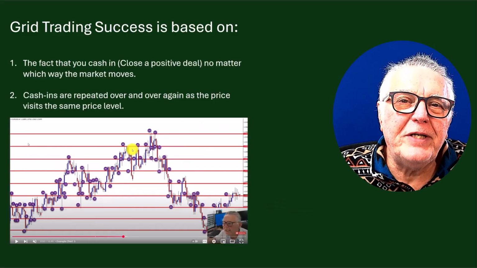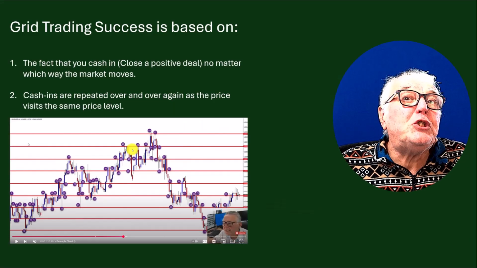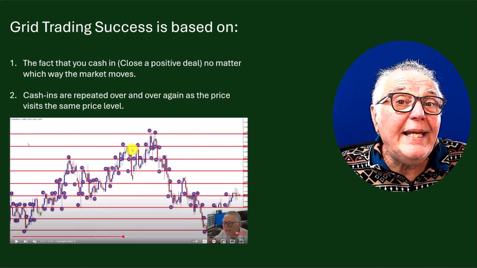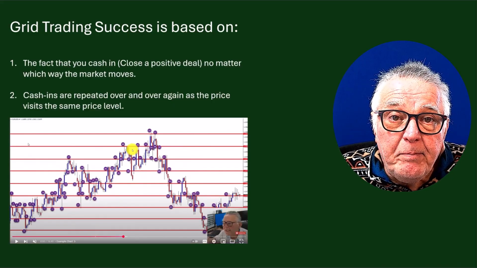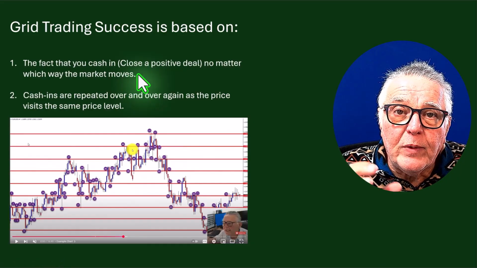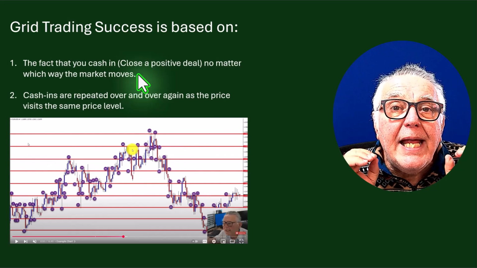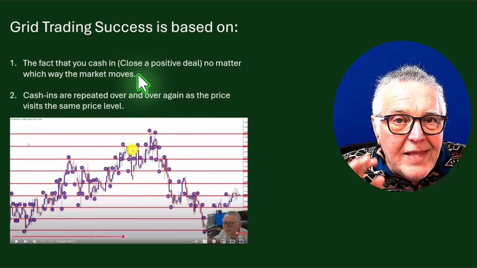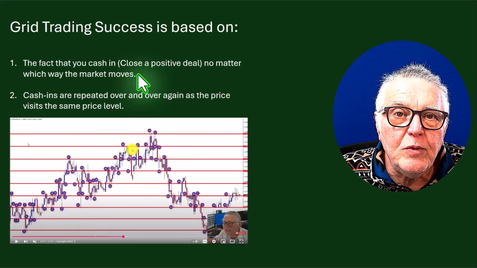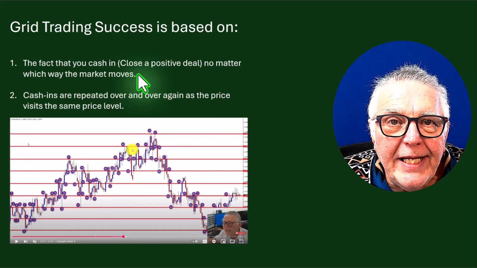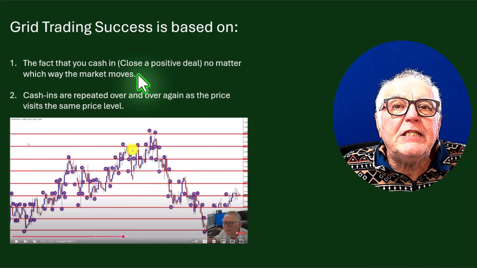Now, why is grid trading so popular? Firstly, it's totally set and forget, and highly uncomplicated, very simple. And what makes it so good is that you cash in, in other words, close positive deals, on any movement in the market, whether it goes up or down. Also, it allows you to cash in trades on a continuous basis at the same level.